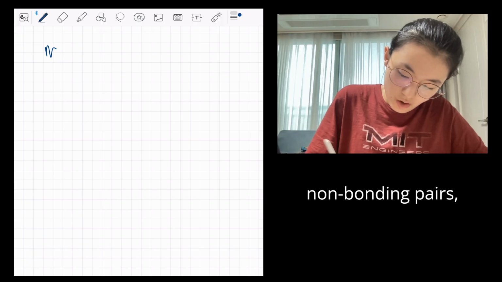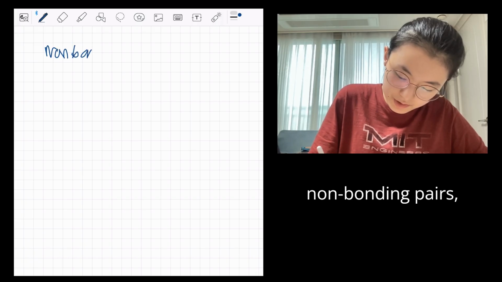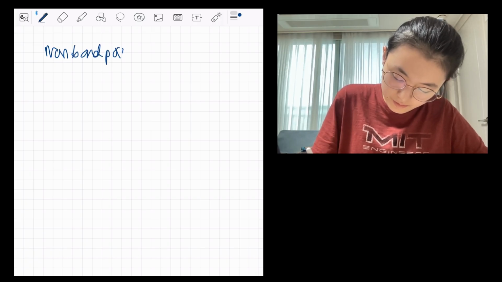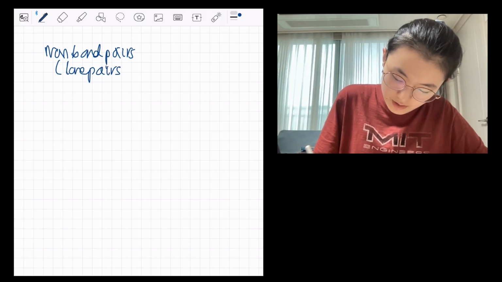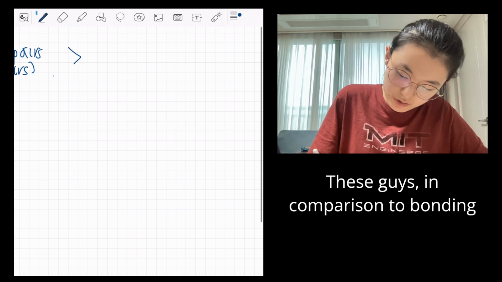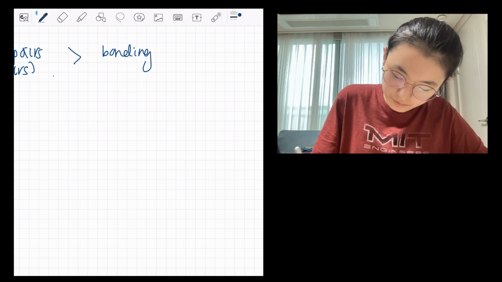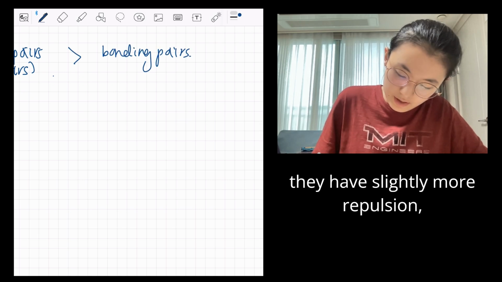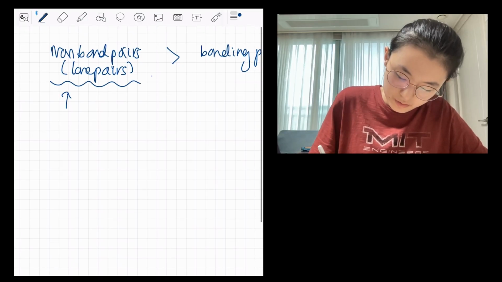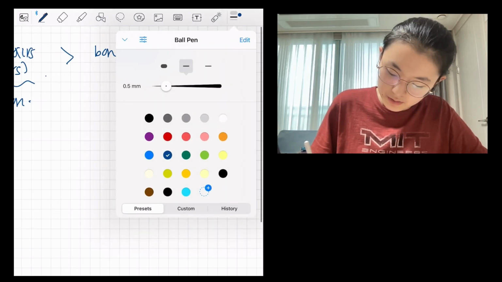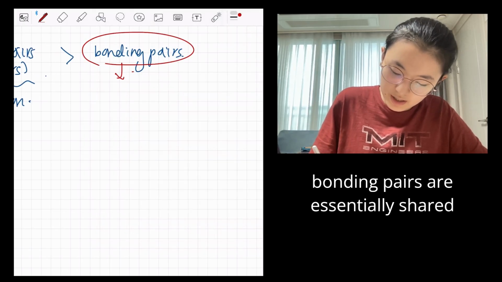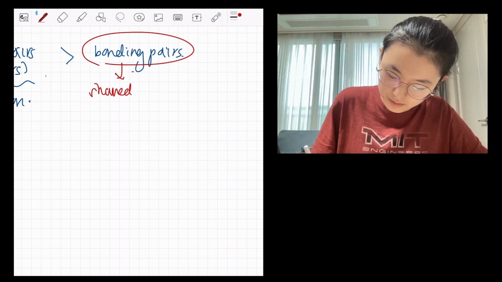Now, for non-bonding pairs, which are essentially just lone pairs, these guys, in comparison to bonding pairs, have slightly more repulsion. And the reason is because bonding pairs are essentially shared between two atoms.